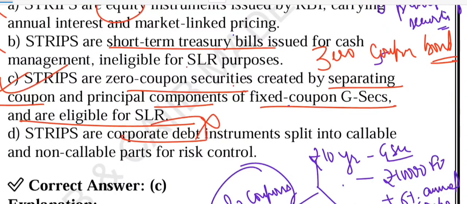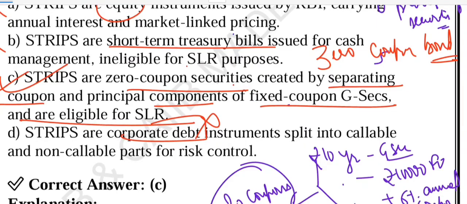No, it is again wrong. Strips come from government bonds, not corporate. Think of a magazine subscription. With a regular bond, you get 12 monthly issues plus one free gift, which is the principal at the end. Similarly, in the strip, what happens? The publisher lets you buy or sell each issue separately. Only the July edition, or just the gift. That is the point.